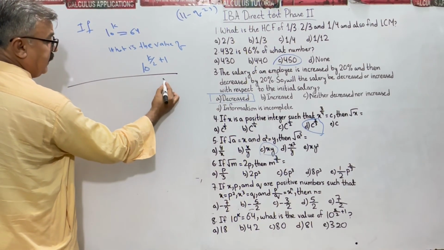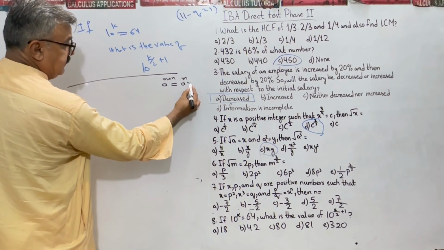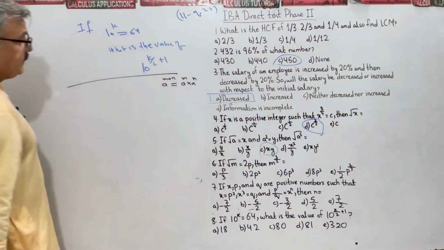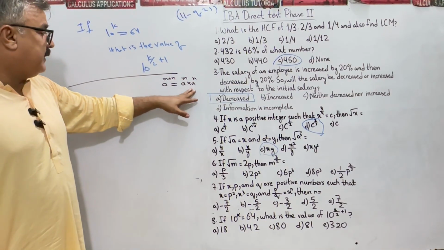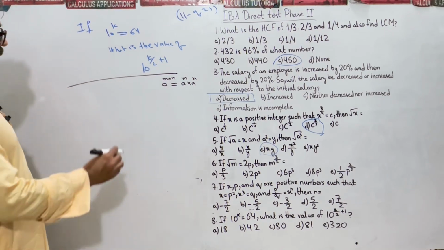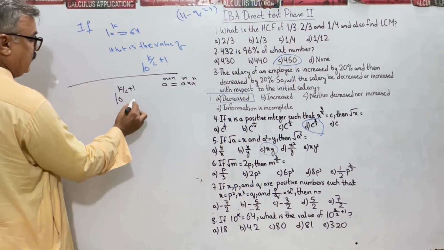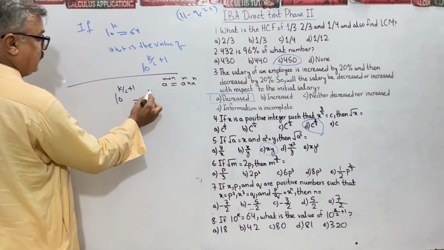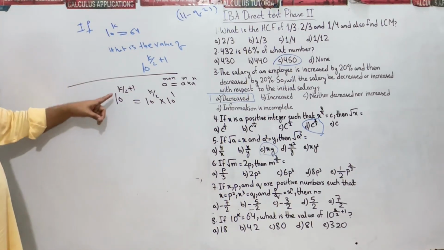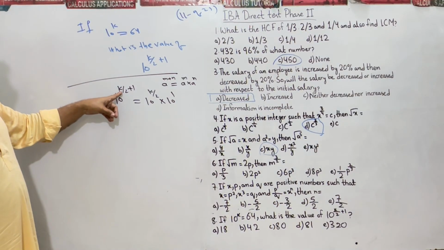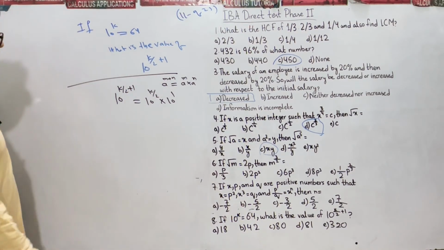Knowing the fact that a raised m plus n can be written as a raised m times a raised n, a raised m plus n is equal to a raised m times a raised n. Utilize this fact here. So I can write 10 raised k over 2 plus 1 as 10 raised k over 2 times 10 raised 1. Here m is k over 2, n is 1.